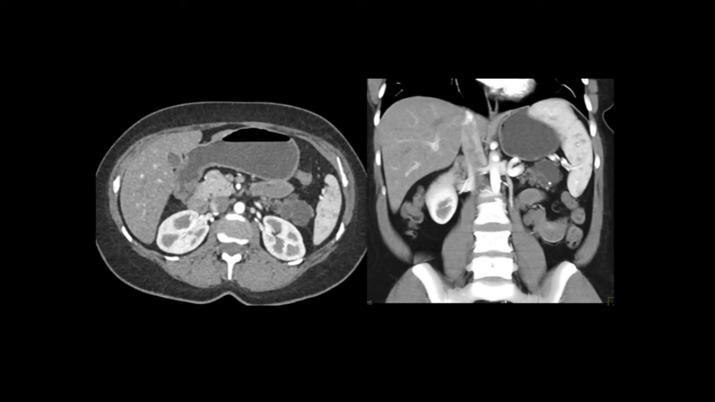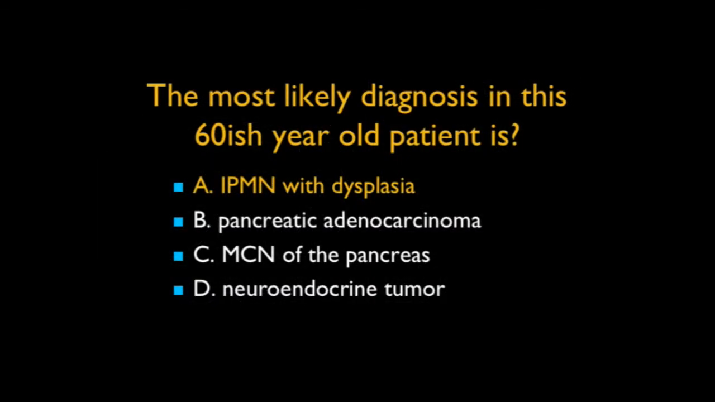calcifications. Neuroendocrine tumors can be cystic, but when they're cystic, usually they have an enhancing rim. This doesn't. This is more typical for an IPMN. And in this case, you see septations and the calcifications. The calcifications are not uncommon in IPMNs, but the septations and the thickening of the septations is concerning. And this patient had an IPMN with high-grade dysplasia.